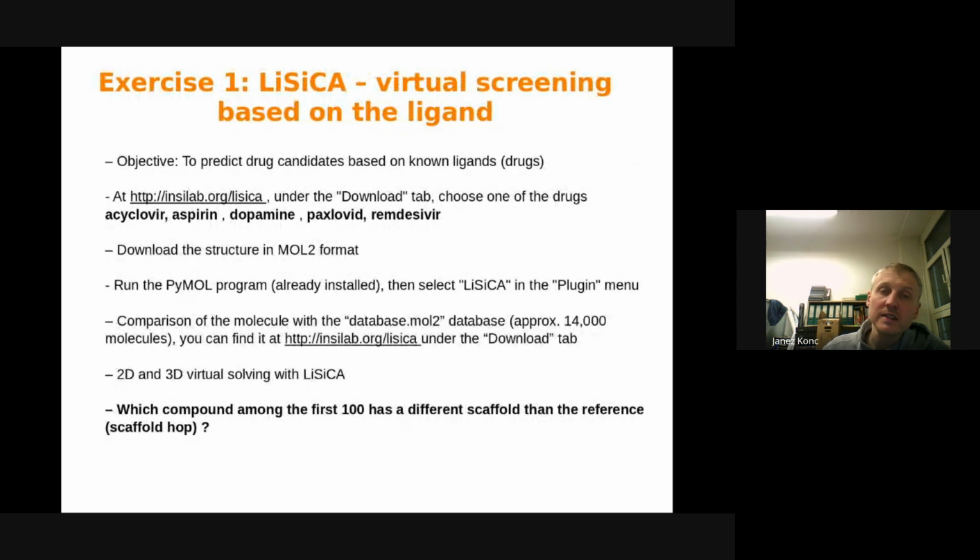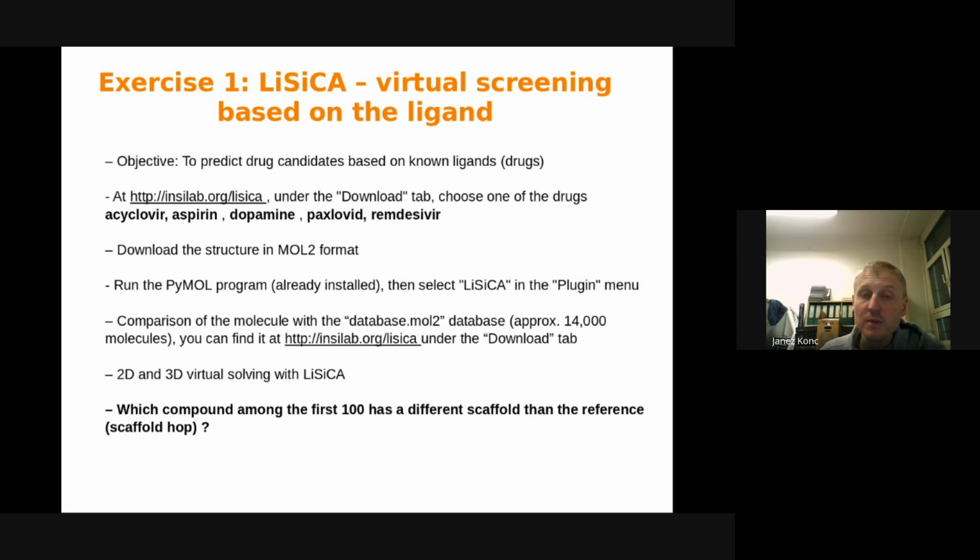So in this first exercise, our objective will be to predict drug candidates based on known ligands, based on known drugs. We are going to use our LiSiCA algorithm, which is available at the insilab.org/lisica address under the Downloads tab. And we're going to choose one of the drugs listed here and download its structure in Mol2 format.